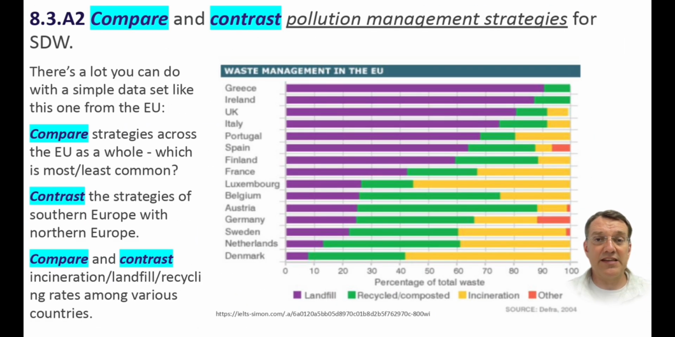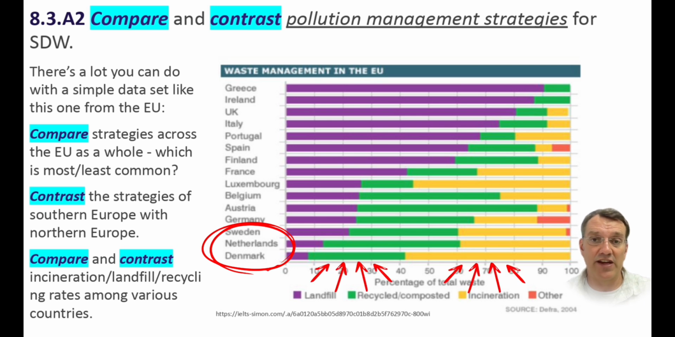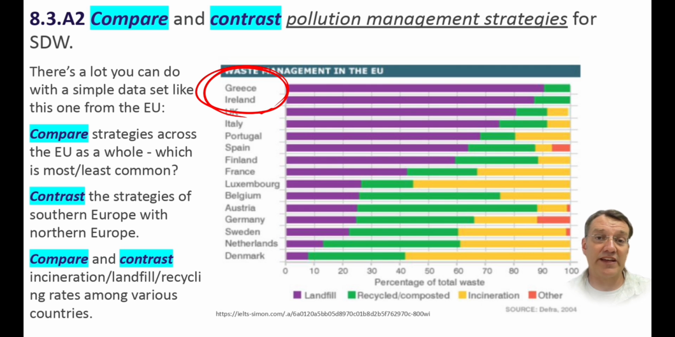When we take a look at this EU data, we can see significant variation in waste management approaches. Northern European countries like Denmark and the Netherlands emphasize recycling and incineration, while southern countries like Greece and Ireland rely heavily on landfilling. These differences reflect economic, cultural, and policy variations between nations. And notice when we say Northern European countries and Southern European countries, we typically are referring to the economic status of those countries and not their geographical location.